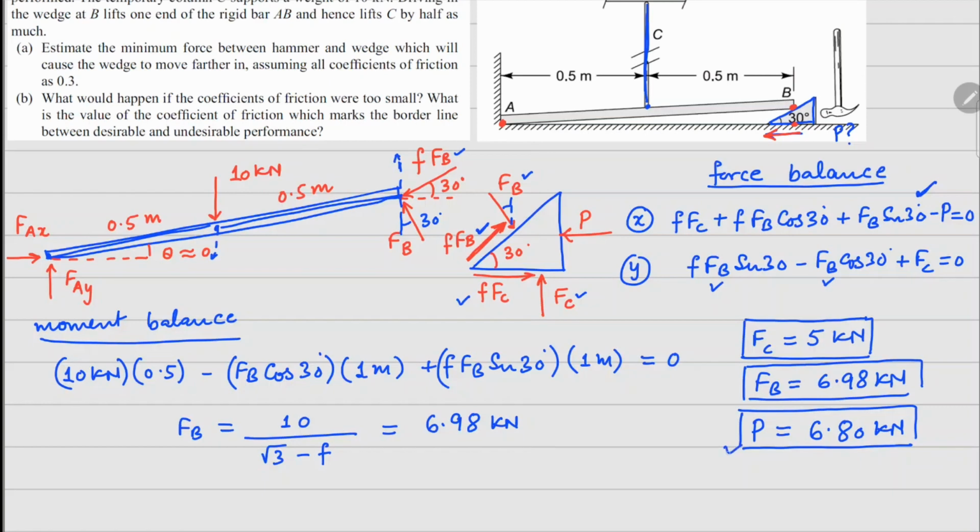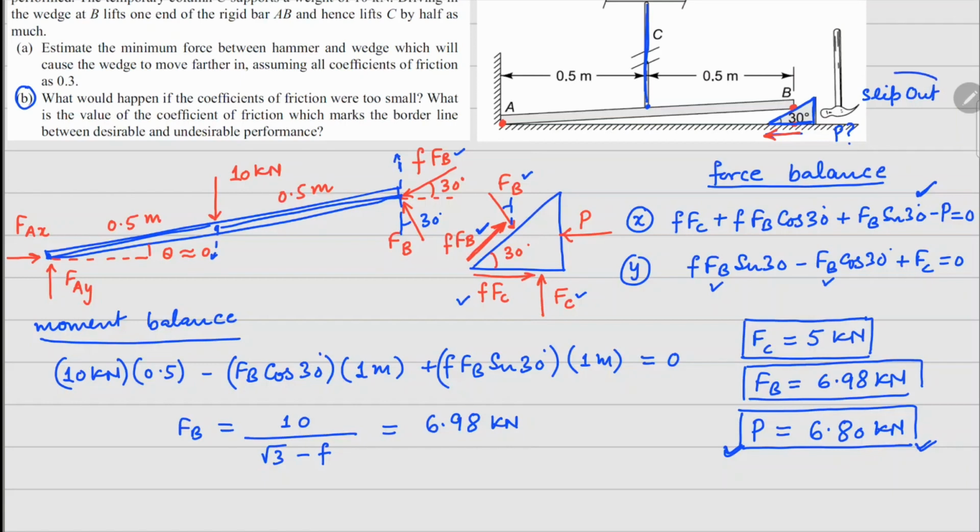So this force right here is the minimum required force that you need to apply from the hammer so that the wedge can go inside. Now for the second part here, it is asking what will happen if the coefficient of friction is too small. When you apply this wedge force, the wedge goes in, and because of friction it remains in place. If there is no sufficient friction, this wedge will try to slip out.